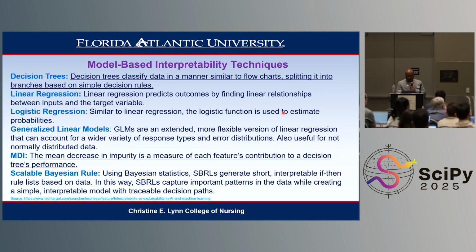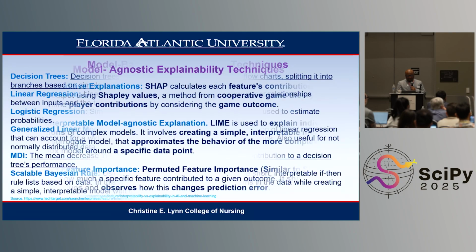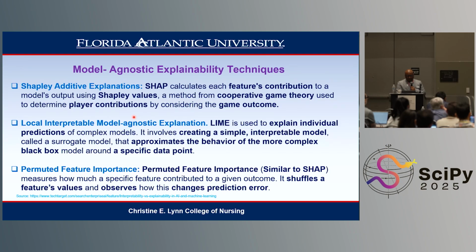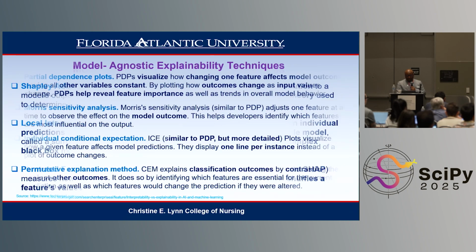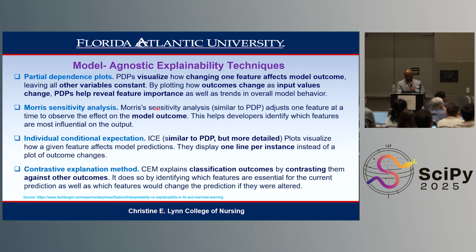Simple model means simple model, glass box. Now we are coming to the black box. So black box model interpretive technique, it is model based: decision tree, linear regression, logistic, generalized linear model, MDI, mean decrease in impurity, Bayesian. We are not discussing Bayesian today. And also model agnostic: SHAP, LIME, permuted feature importance. Similar to SHAP. So we will go into all details after that.